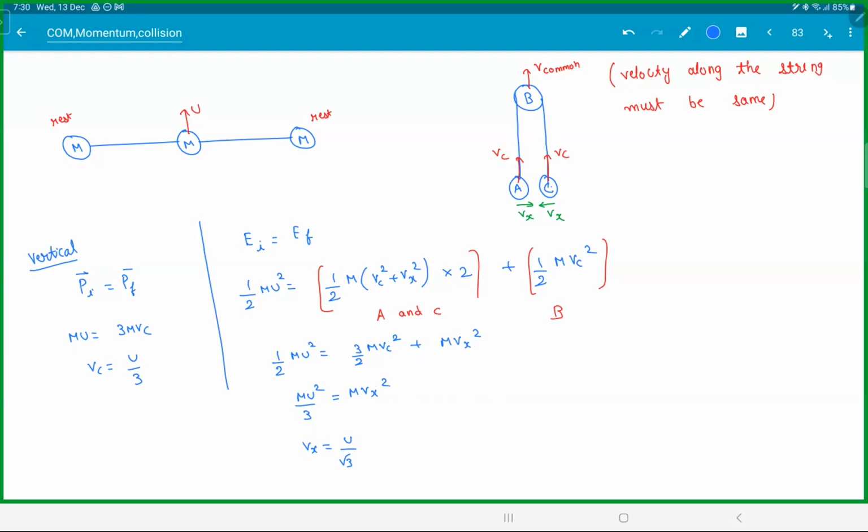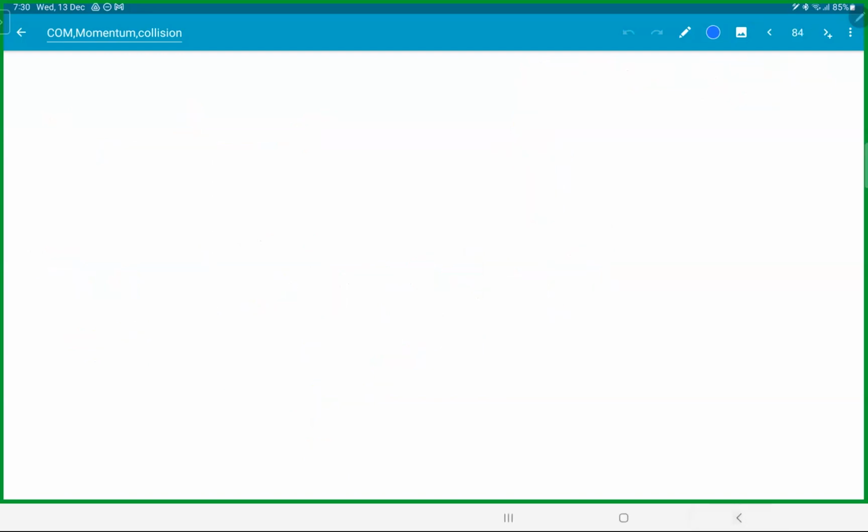Let's try to go with our format. What did I ask you? Find tension. So what should I use? Free body diagrams. That is the first thing. So draw a free body diagram. The first problem here is if you draw the FBD of B, there is a tension. That means B itself is decelerating actually.